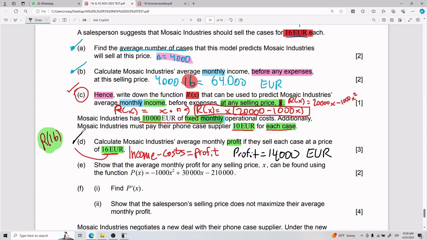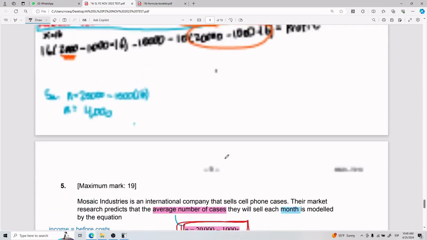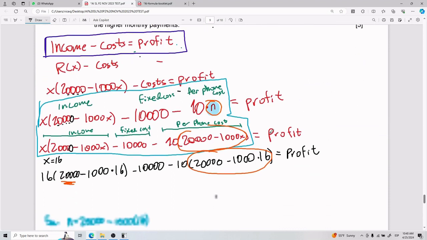All right, so that is for part D. Now for part E, we're going to show that the average monthly profit for any selling price, x, can be found using the function given. Now, this is for profit, right? And technically, I also have an equation for profit.